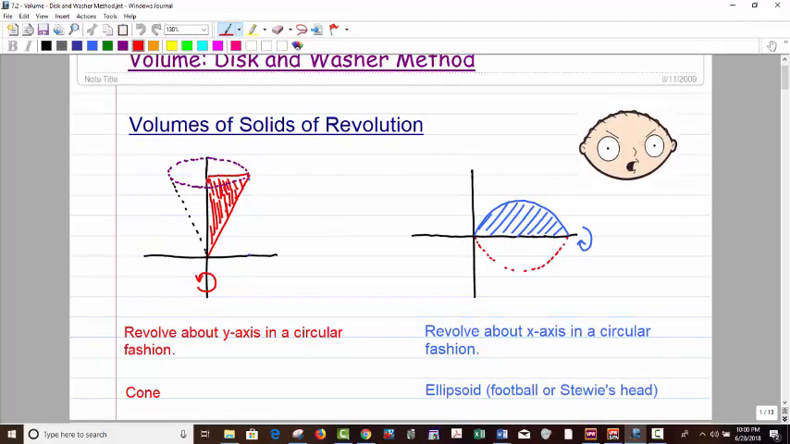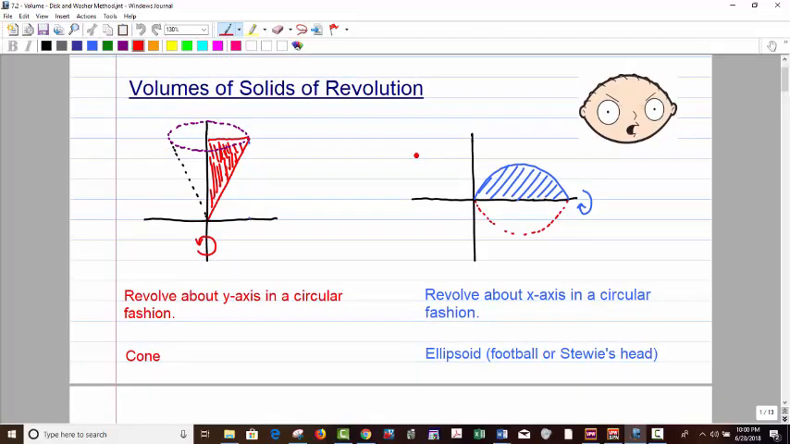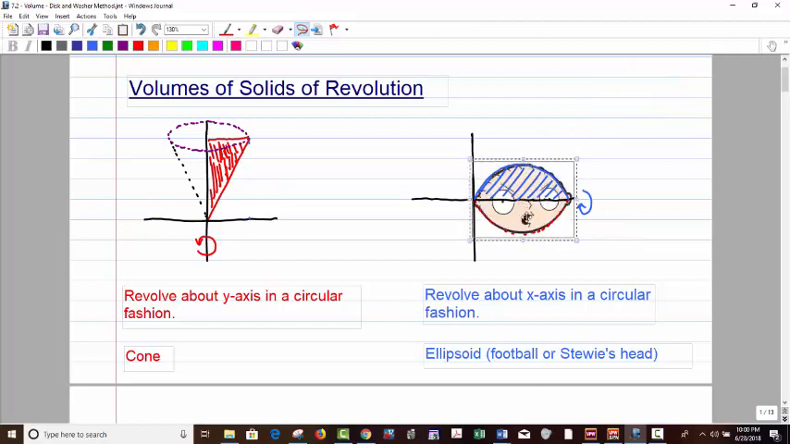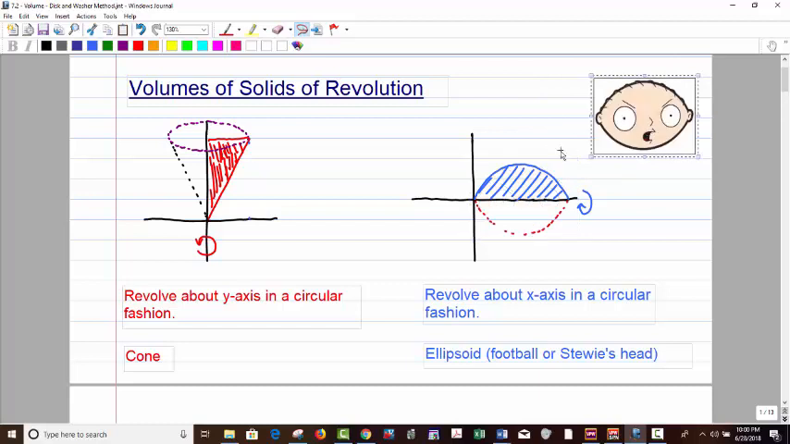So you can kind of visualize how this triangle revolved around the y-axis would then turn into a cone. And then here's part of an ellipse revolved around there. Stewie's head fits right in there. There we go. And it technically formed what's called an ellipsoid, which, if you take Cal 3, there's a chance you'll see some stuff with volumes of ellipsoids and things like that.